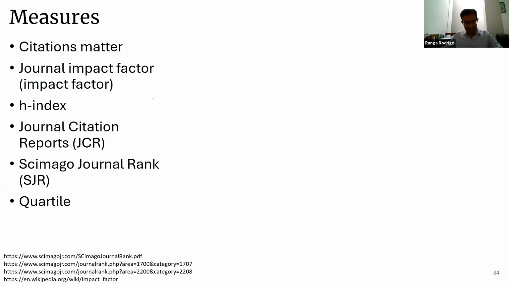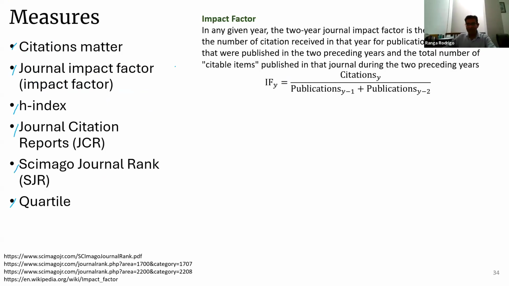So citations matter. That means you should read papers that have a large number of citations. Journal impact factor, H index, journal citation report, SCImago journal rank, quartile, and all these things matter. For example, impact factor is this: in any given year, the 2-year journal impact factor is the ratio between the number of citations received in that year for publications in that journal that were published in the 2 preceding years, and the total number of citable items published in that journal during the 2 preceding years.